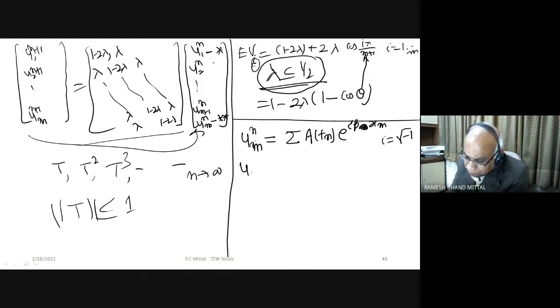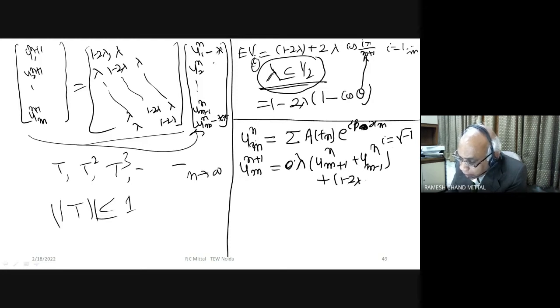My scheme is u at m, n plus 1 equals lambda times u at m plus 1, n minus u at m minus 1, n, plus 1 minus 2 lambda times u at m, n. Now I put the series there. Please don't get confused. I write j here so that the summation is over j, and the other factors are no problem. So the sum runs from 0 to infinity, with x j here. Now I write here u at m, n plus 1.